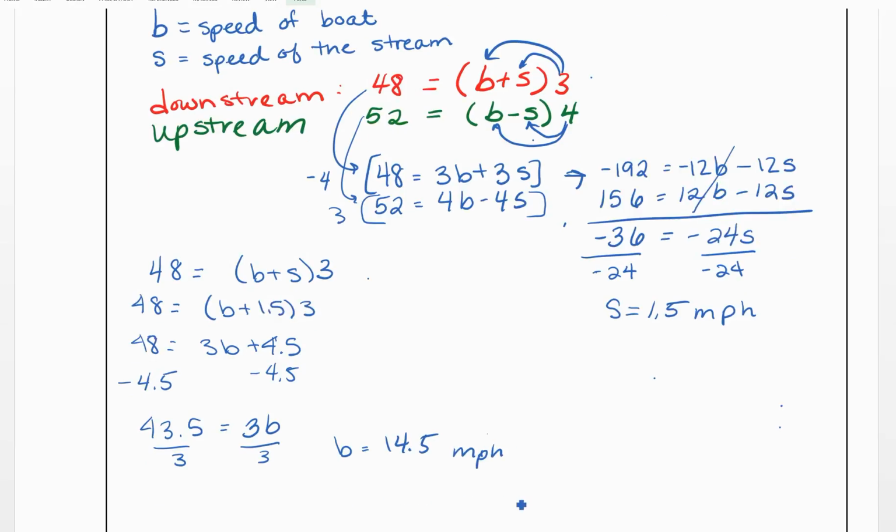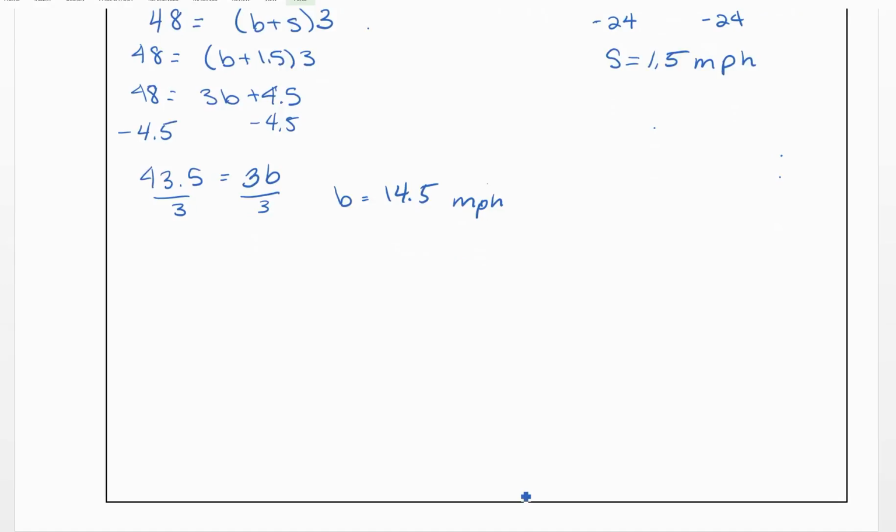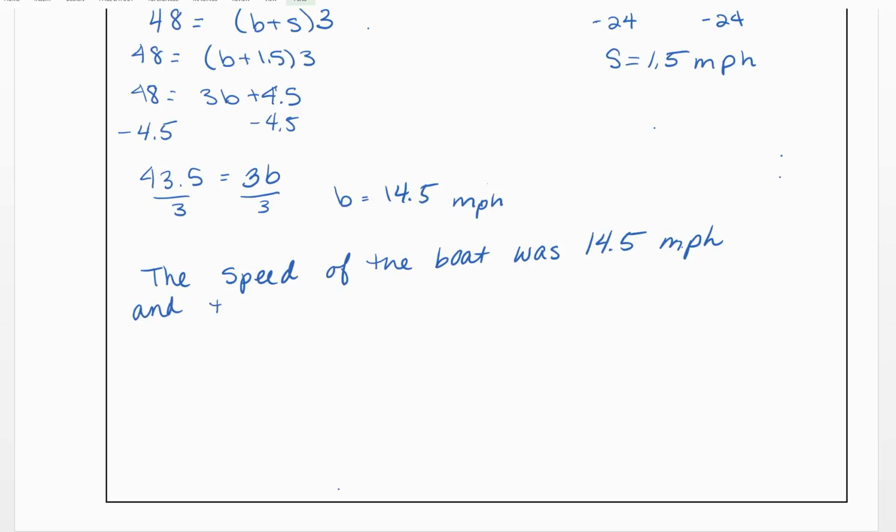So if we want to write our solution, we can say the speed of the boat was 14.5 miles per hour. And the speed of the stream was 1.5 miles per hour.